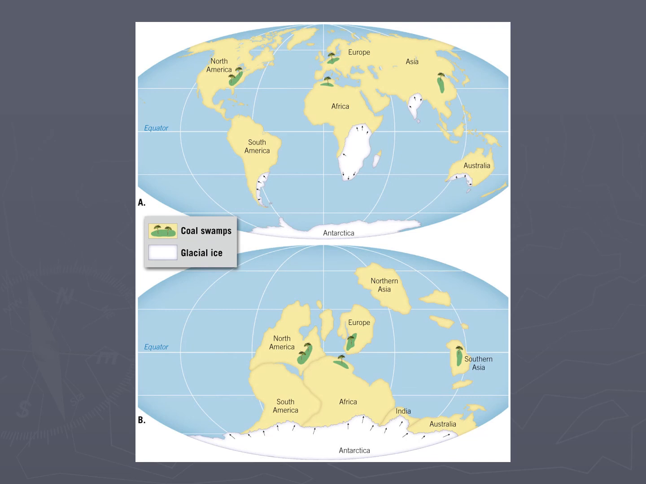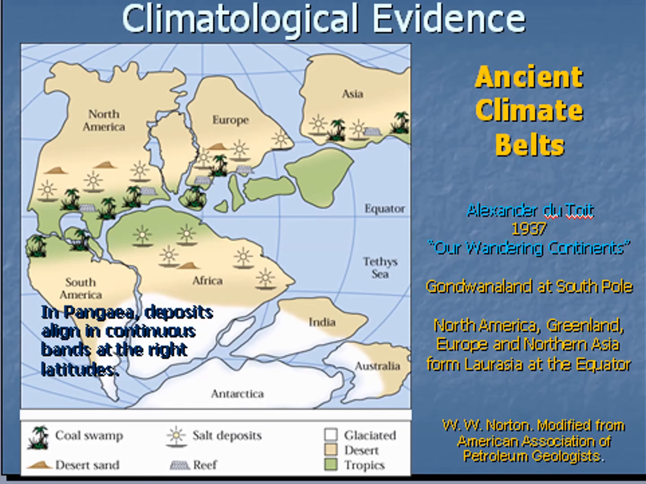So here we're looking at a map just showing matching deposits from past glaciers and then matching coal swamps. This is not the best image, so we'll move on to a better one. This is a better image.